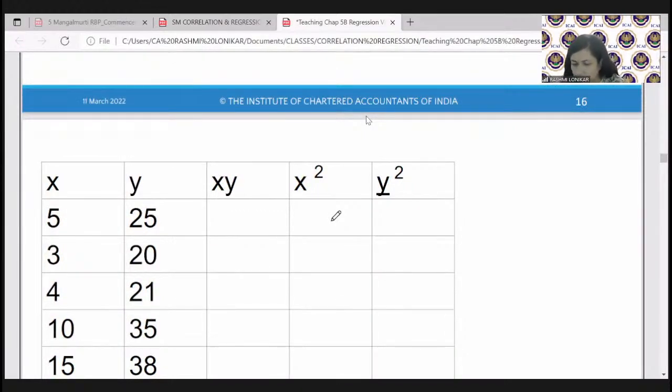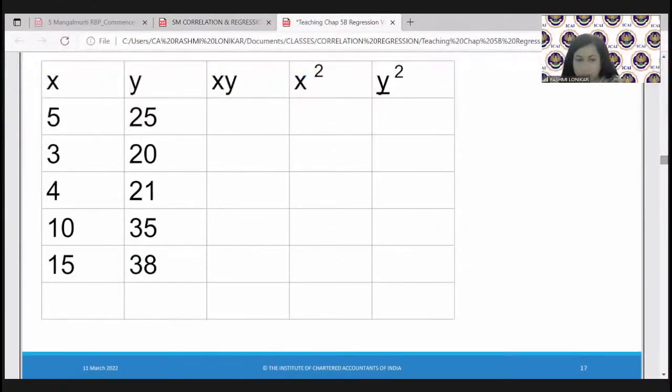Now, can you all fill in this chart for me and find out summation X, summation Y, summation XY, summation X square, summation Y square. Okay, here I will have summation X. So I'm waiting for your answers. This is summation Y. This is summation XY. Summation X square. Summation Y square.